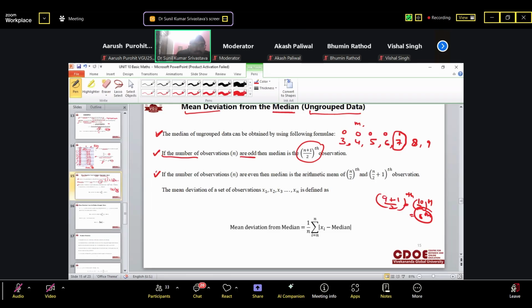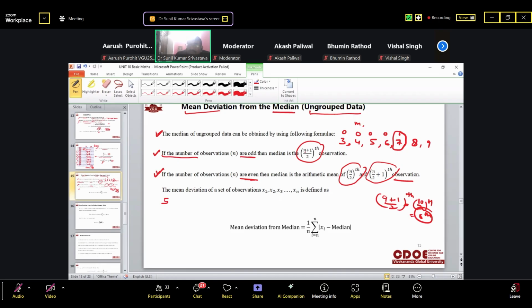Now, if the number of observations is even, the median will be the arithmetic mean of the n by 2 th term and the next term of the given observations. Suppose the number of observations is 1, 2, 3, 4, 5, 6, 7. So the total data set is 7.